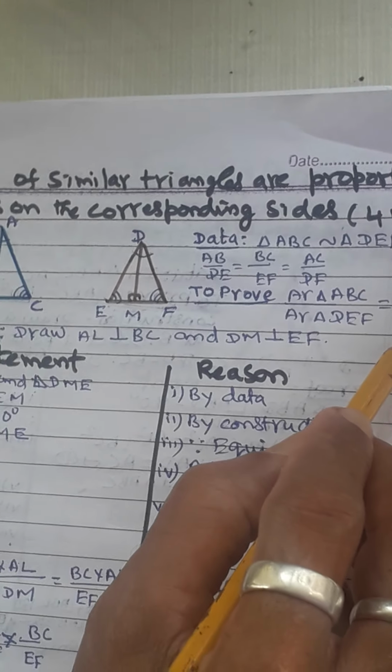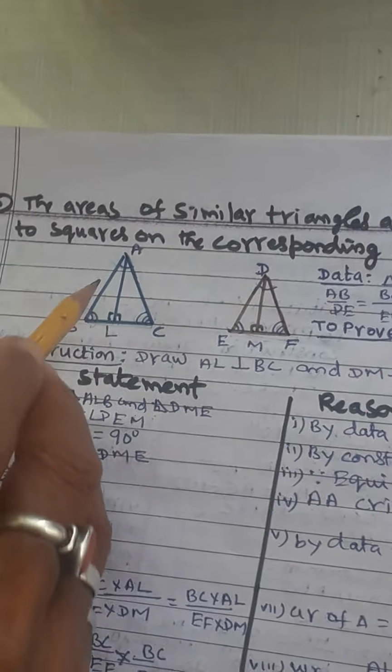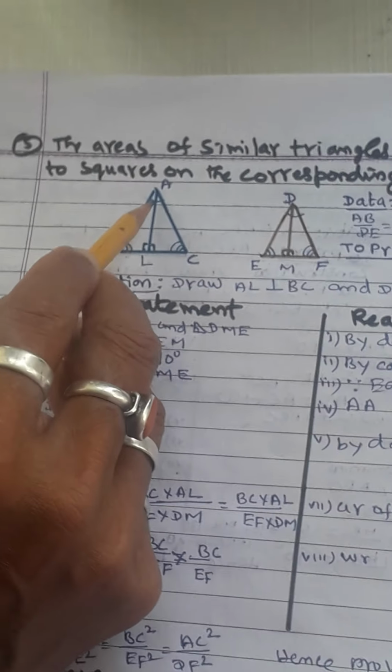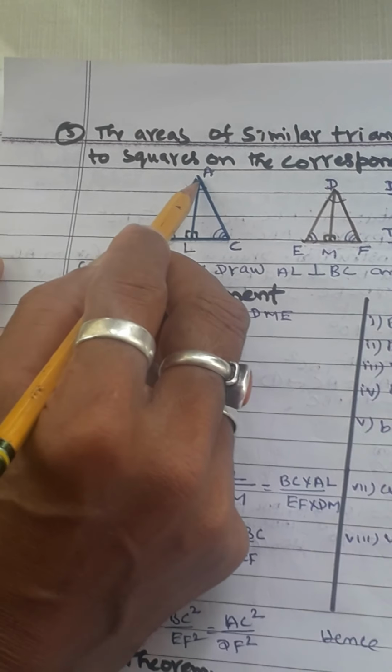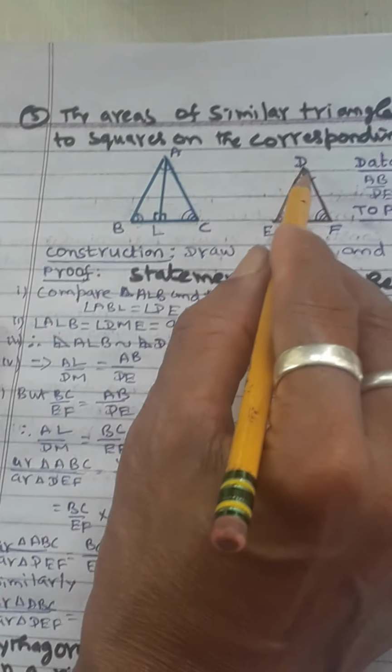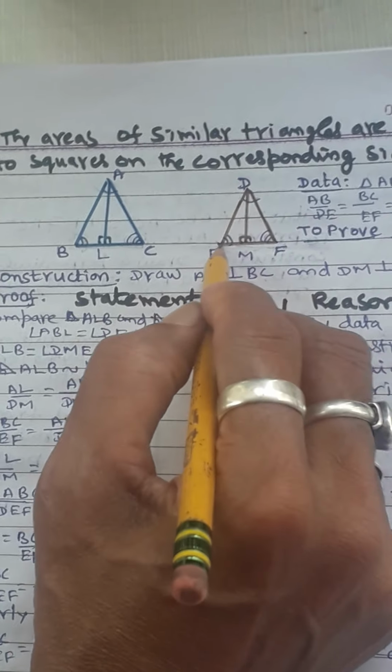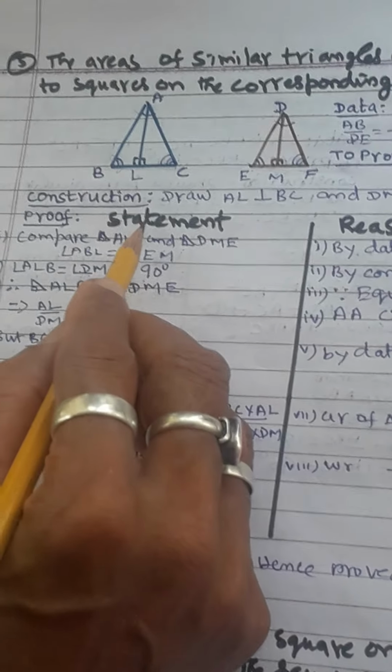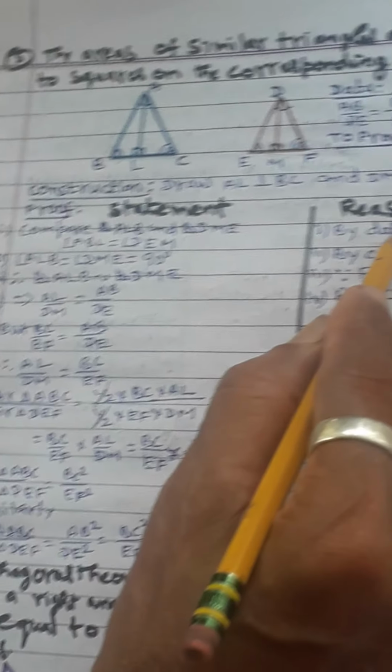Now what is the construction we have to do? We have to draw the perpendicular, because to find the area we need a perpendicular line. That is the reason I am drawing it. So AL is perpendicular to BC. Similarly, you draw DM perpendicular to EF. So construction is over. Now we have to do the proof. For the proof, you have to write statement and reason.